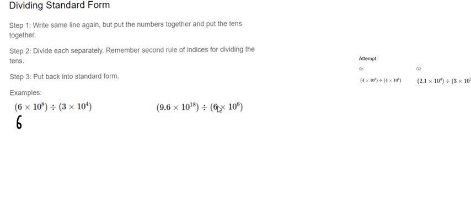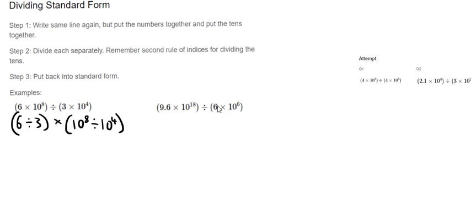So I'm going to divide the two numbers first, the 6 and the 3. And then I'm going to put a times in the middle and I'm going to divide the 10. So 10 to the power of 8 divided by 10 to the power of 4.